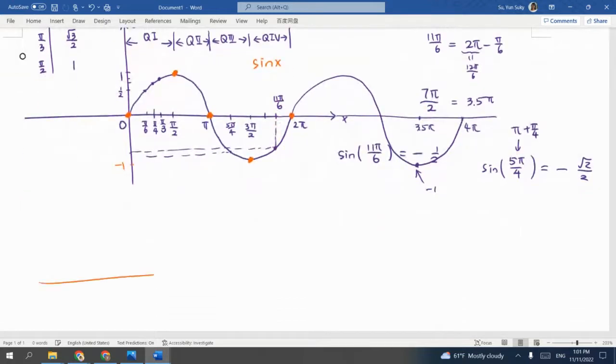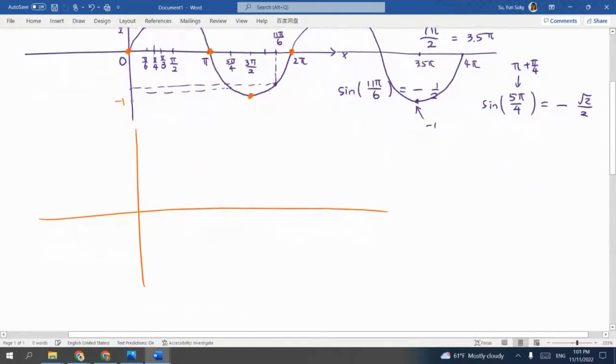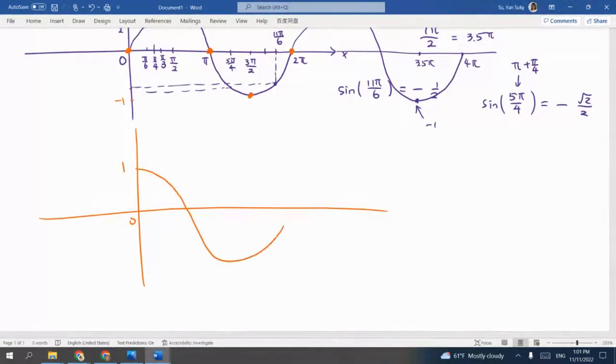How about cosine? Cosine and sine, they are waves, right? But for cosine, you start with (0, 1), and then you go down, up. Period is also 2 pi. Therefore, this is pi over 2, this is 3 pi over 2. So you look at the 5 key points. They are 1 at 0, pi over 2, pi, 3 pi over 2, and 2 pi. Is that okay, everybody? Yes? Okay, so this is the cosine graph.